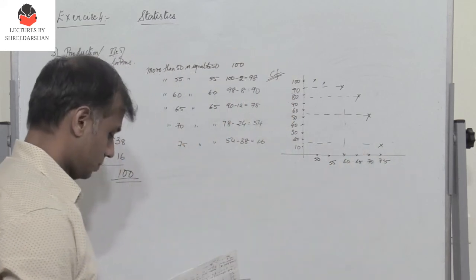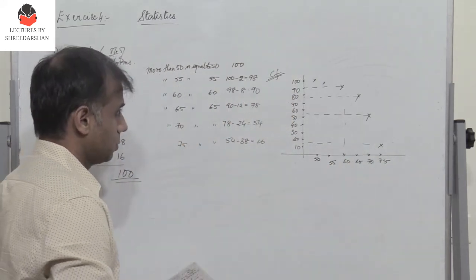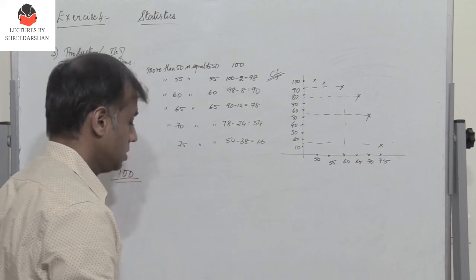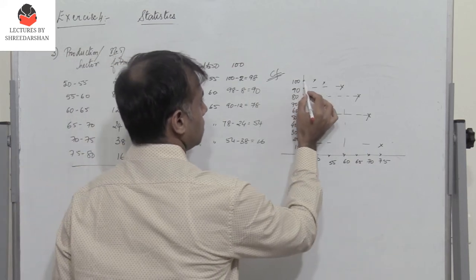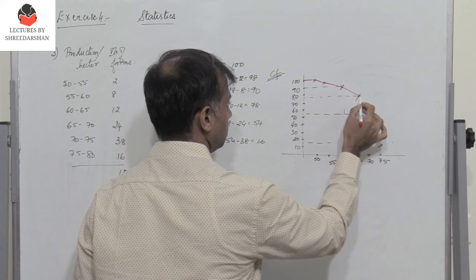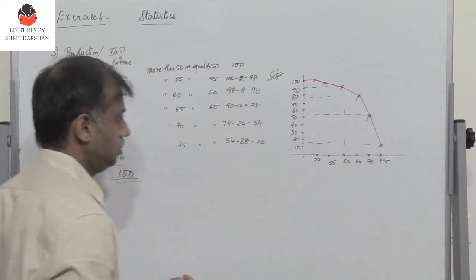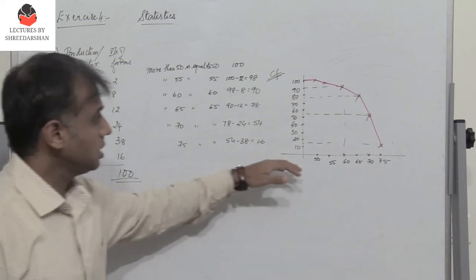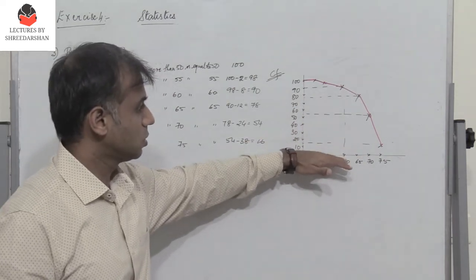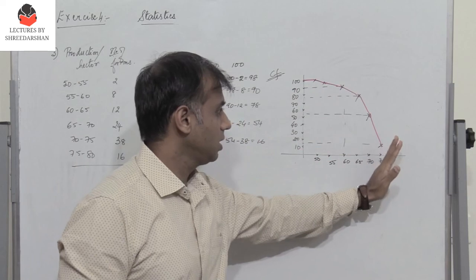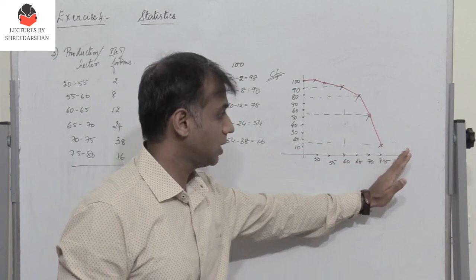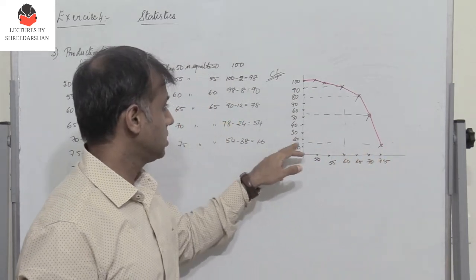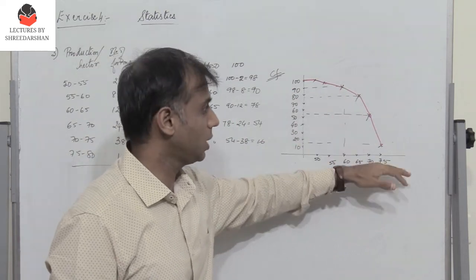So we see that when you join all the points, I get a graph like this. So you join the points here. Right? So this indicates the number of farms, isn't it? So the number of farms having 75 and more is going to be 16 and so on. So this is how we interpret the graph.